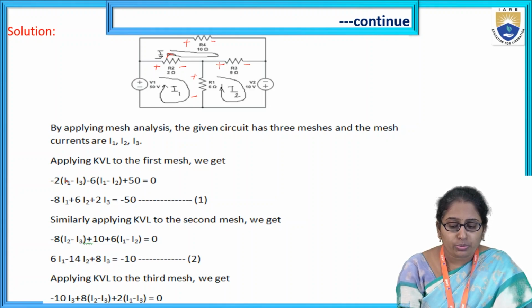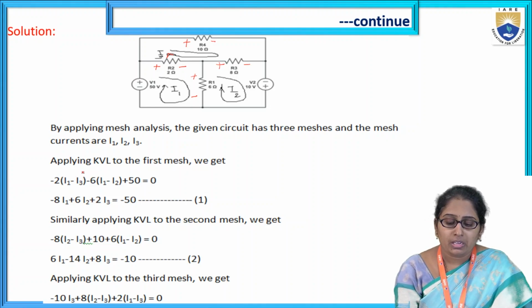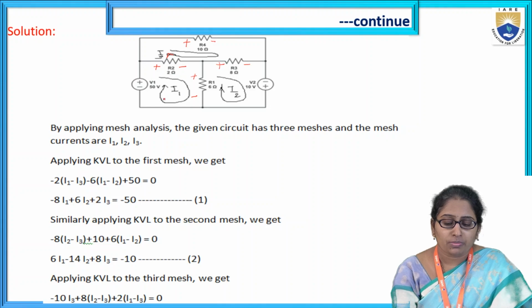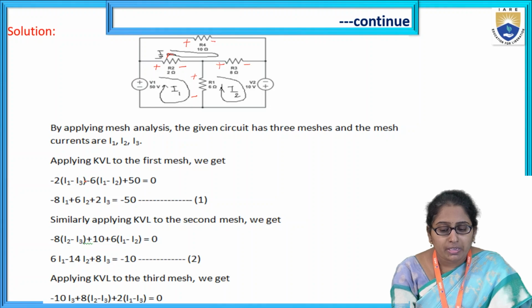So minus 2 into the current in the R2 2 ohm resistor, which is given by the difference of I1 and I3. This is the first mesh equation I'm writing. I take I1 as greater, so I1 minus I3, since both are in opposite directions. So the current in the 2 ohm resistor R2 is I1 minus I3, and the voltage drop is minus 2 into (I1 minus I3).